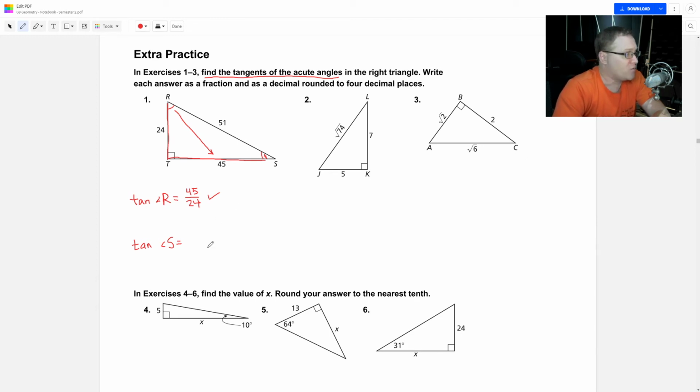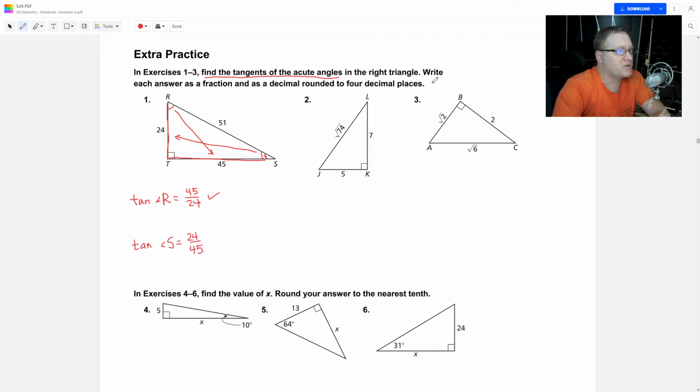All right, now we want to find the tangent of angle S. Again, since it's tangent, we want to look at the legs, all right, 24 and 45. But which one goes on top? Well, the one that's on top is always the opposite side, all right? This is the opposite side. So that is going to be on the top. So the tangent of angle S is going to be 24 over 45.